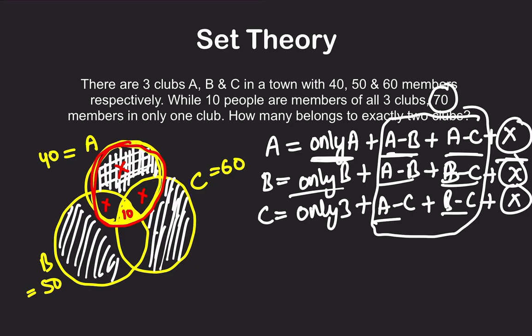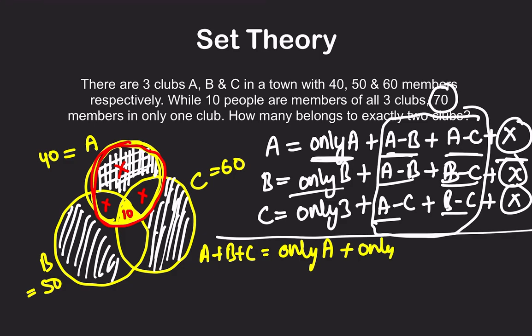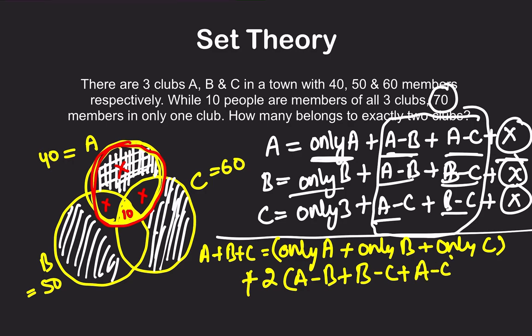Only they are asking for all those which are members of exactly 2 clubs. So let's try it. Adding all this part, you will get A plus B plus C is equal to only A plus only B plus only C plus 2 times this part, which I am just writing 2 times: AB plus BC plus AC, plus 3 times X. I hope it is clear. I just added all those.